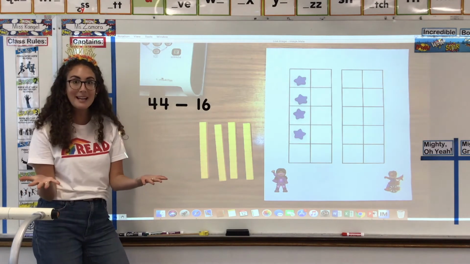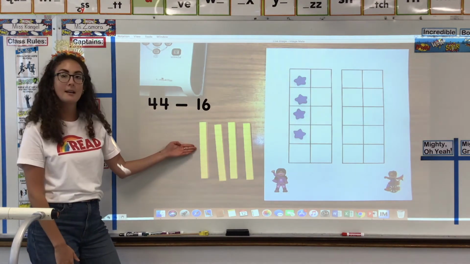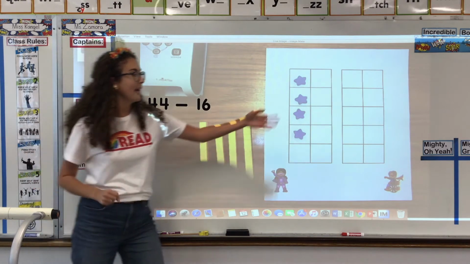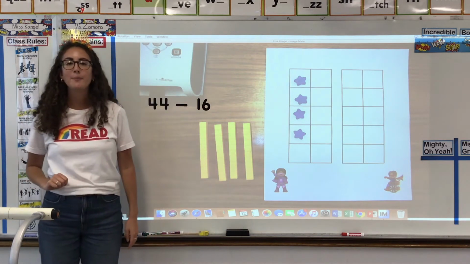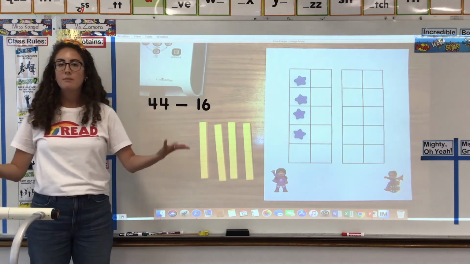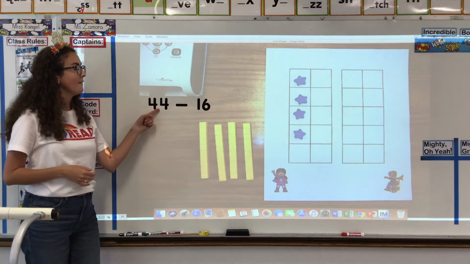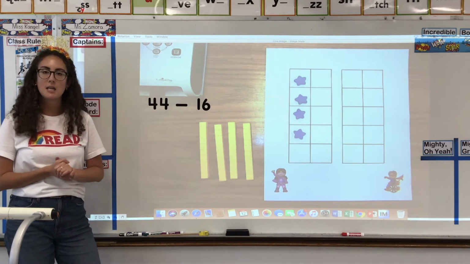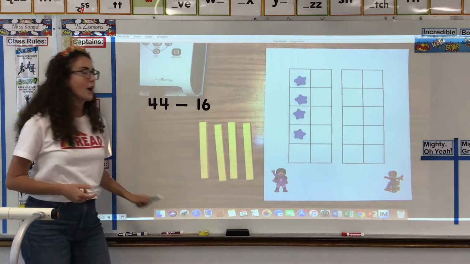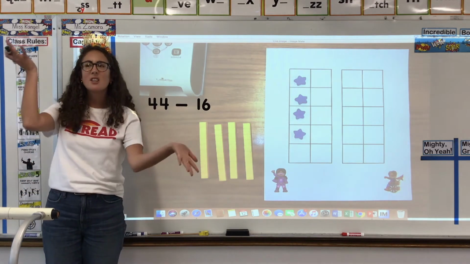Does yours match mine? How many tens? 4. How many ones? 4. Exactly. Good job. Okay. Now what do we do next? We have 44, and we're going to subtract 16. So what are we going to start with? The ones or the tens?